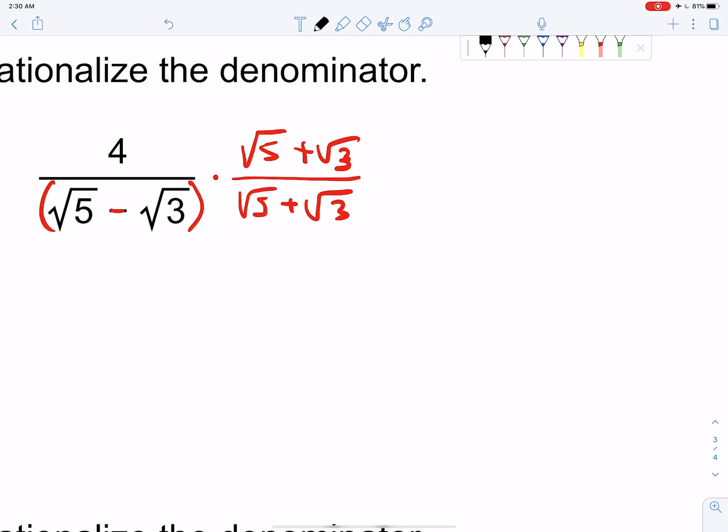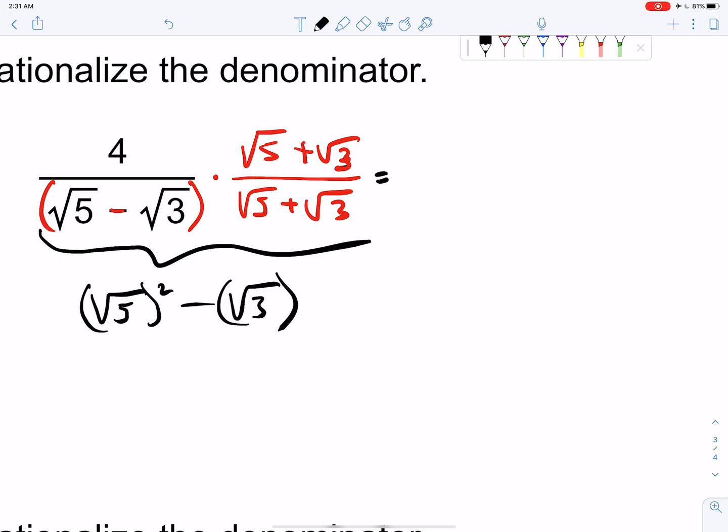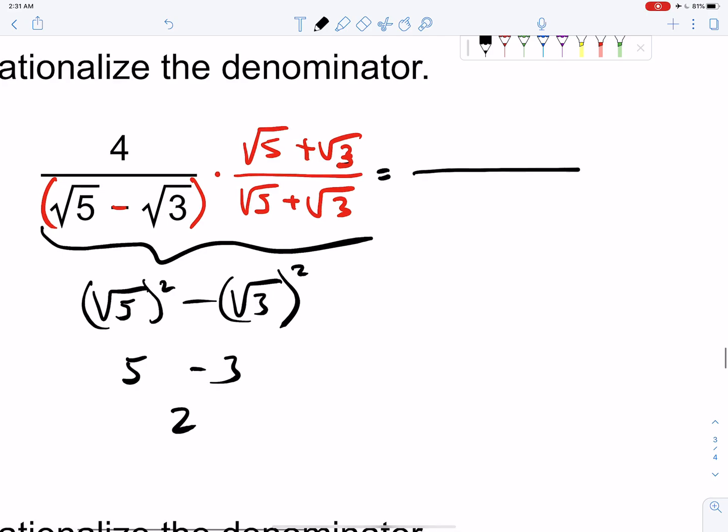Now let's go ahead and do our procedure. So now we know down below, all this nice stuff is going to happen down below. We multiply this because they're a difference of 2 squares. We're just going to get a perfect squared minus the other perfect square. And square root of 5 squared is 5. Square root of 3 squared is 3. 5 minus 3 is 2. Every single time it's 2. What are they doing here? It's not, just to let you know, it's not always 2.